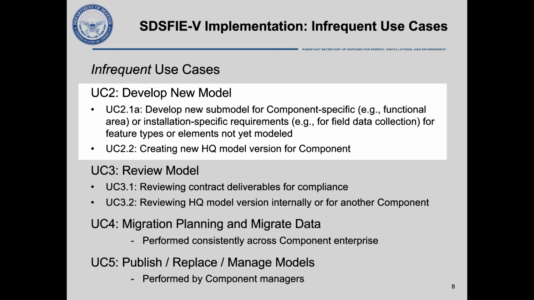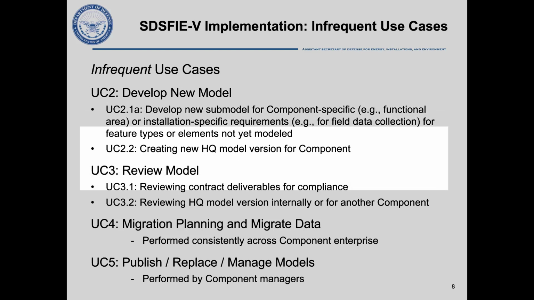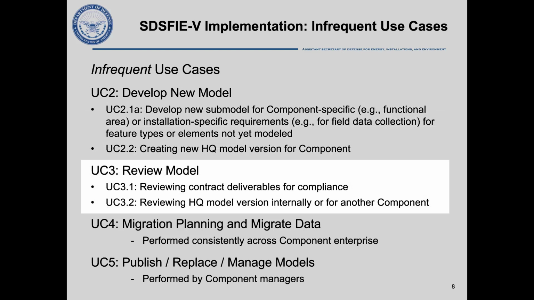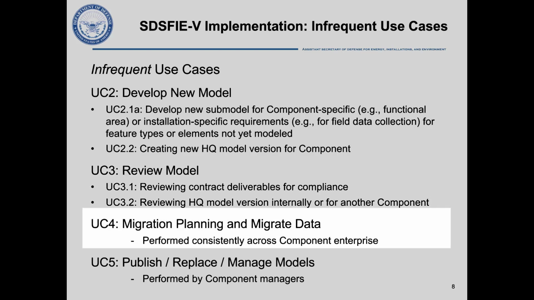This use case can occur for a component when a sufficient number of changes warrant creation of a new headquarters level adaptation for a functional area within a component, or at the installation level to accommodate requirements specific to a unique mission or locale. Use Case 3 is reviewing a model, either to determine if contract deliverables are using a compliant schema, or to review a new model that has been developed for the user's organization or that of another component. Use Case 4 is planning for and executing data migration.